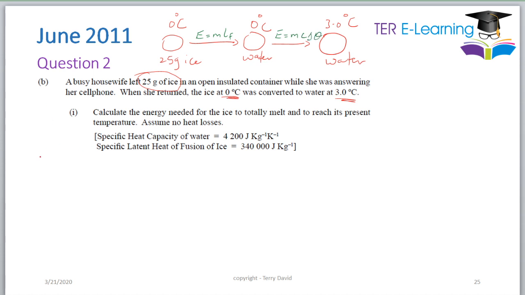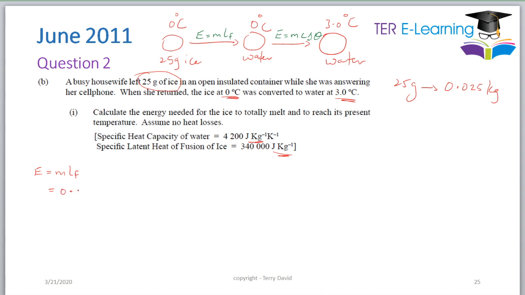So we're going to work out the first part, which is E equals mLf. The mass of the ice is 25 grams. We need to see how they've given us our units, and the units have been given in terms of kg. So first thing you would do is to convert the 25 grams into kg. To do that, we need to divide by 1000. So this is 0.025 kilogram. Okay, so that's your first thing.